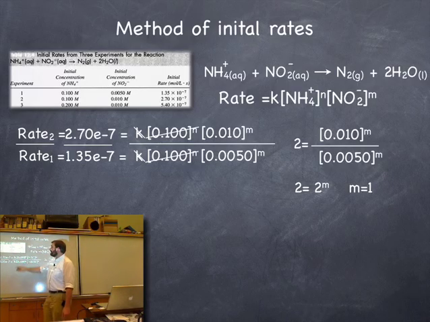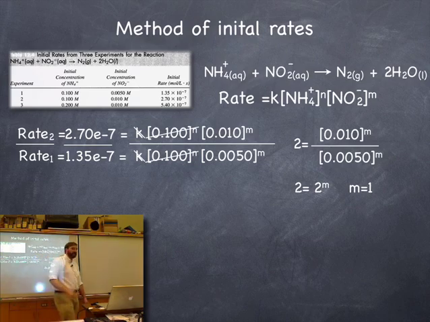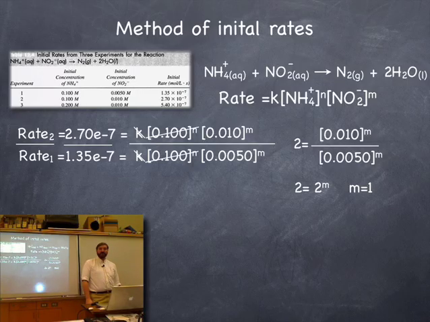I want rate 3 to rate 2. The m value, the nitrite value, stays the same. The ammonium, our n value, is going to double. So go ahead and set that up. Do that right now. Find out what n is. I want you to go through and solve for n.